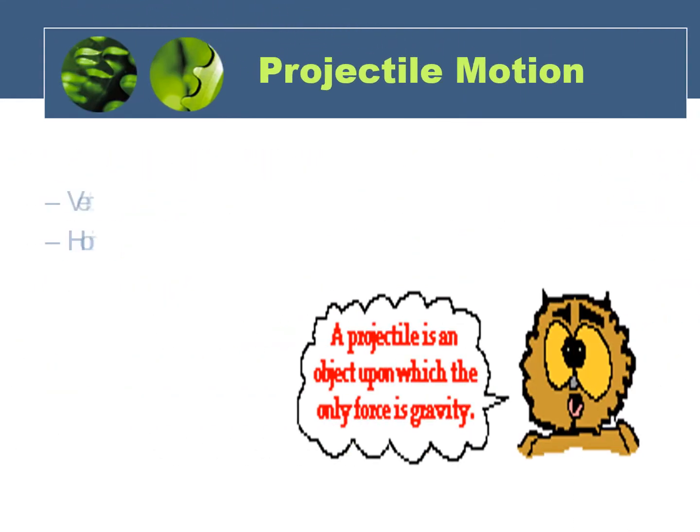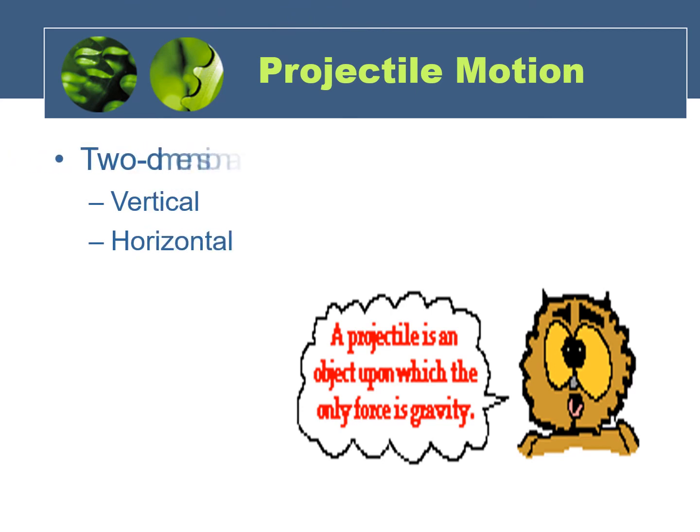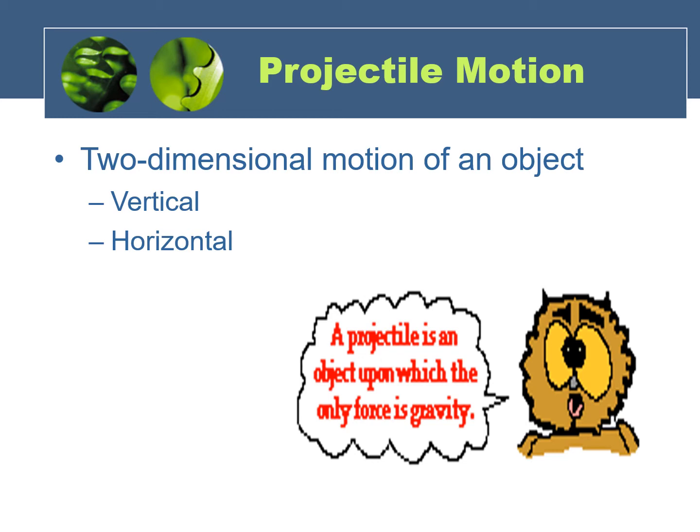A projectile motion is an object upon which the only force acting on it is gravity. It is considered a two-dimensional motion because it is composed of a vertical and horizontal component.